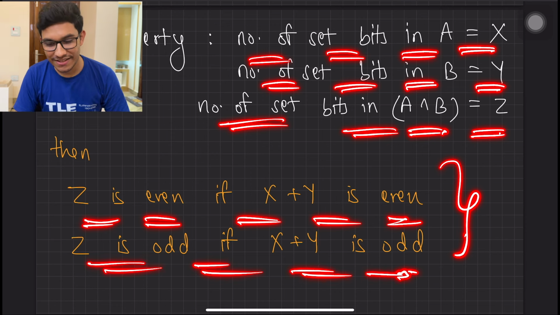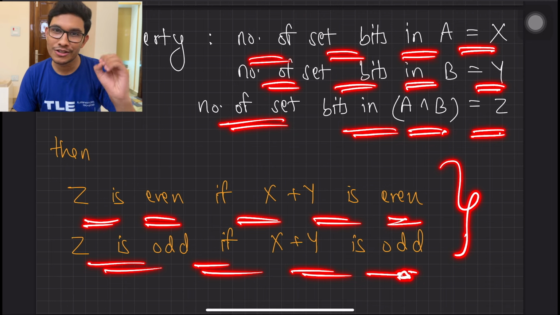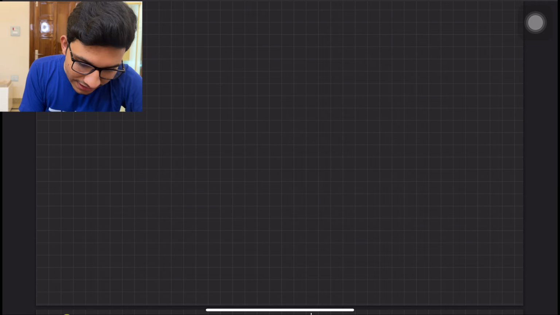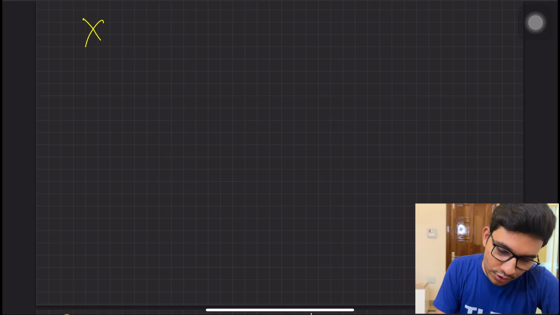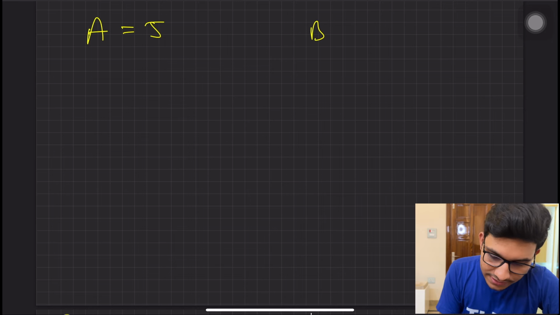What do I mean by this? If the number of set bits in A plus the number of set bits in B comes out to be even, then the number of set bits in A XOR B will also be even, and otherwise this number will be odd. Okay, let's look at an example for this. Let's say A is equal to 5 and B is equal to 3.